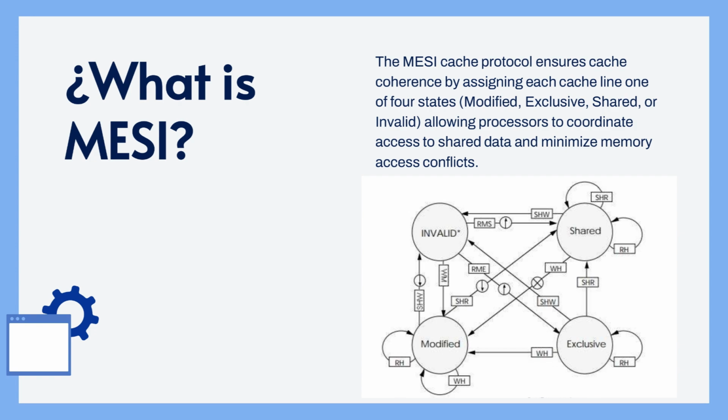The MESI cache protocol ensures cache coherence by assigning each cache line one of four states, allowing processors to coordinate access to shared data and minimize memory access conflicts. Depending on the states, modified, exclusive, shared, or invalid, we can accelerate the processors by minimizing the memory access, which is really important. This method will transition between each cache block and the bus that connects each cache to the memory. So it's a bidirectional communication between caches and the bus.